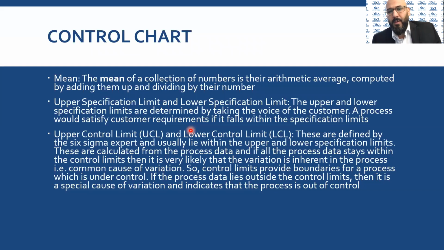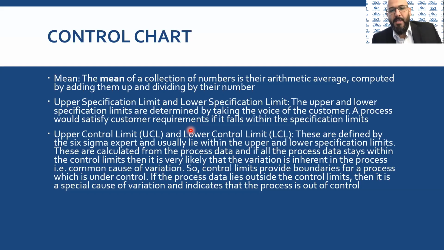Upper control limit and lower control limit are defined by the Six Sigma expert and usually lie within the upper and lower specification limits. Most likely it's going to be between these specification limits. These are calculated from process data, and if all the process data stays within the control limits, then it is very likely that the variation is inherent in the process, such as common cause variation. So the control limits provide boundaries for a process which is under control. So we're talking about the tolerances in a process, boundaries or tolerances.